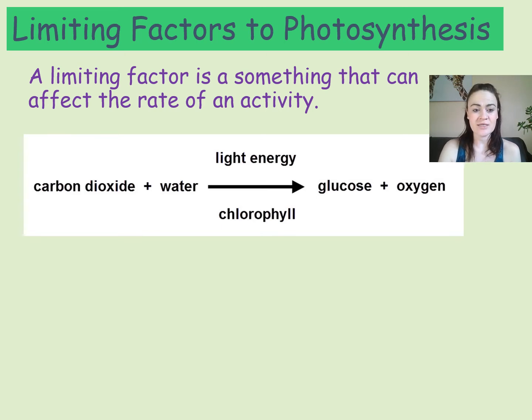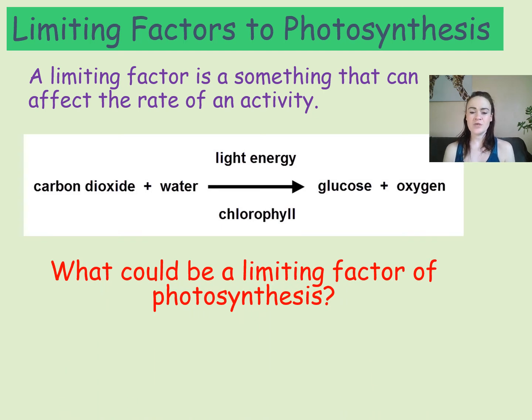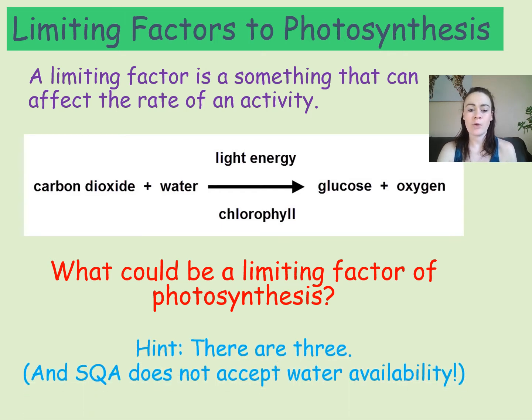If this is our word equation for photosynthesis, carbon dioxide plus water through the action of light makes glucose and oxygen, what could be a limiting factor of photosynthesis? Okay? Now, I want you to pause this and try and come up with it. What I will tell you is there are 3. The SQA does not accept water, okay? So water is not counted as a limiting factor. So I want you to pause this and see if you can come up with the 3 limiting factors.